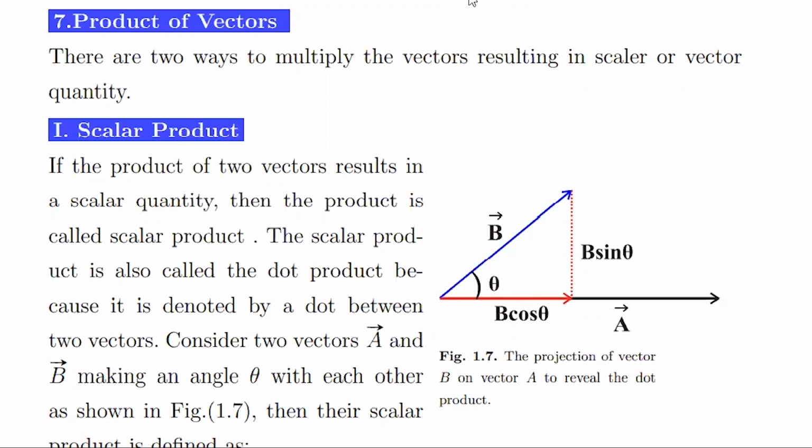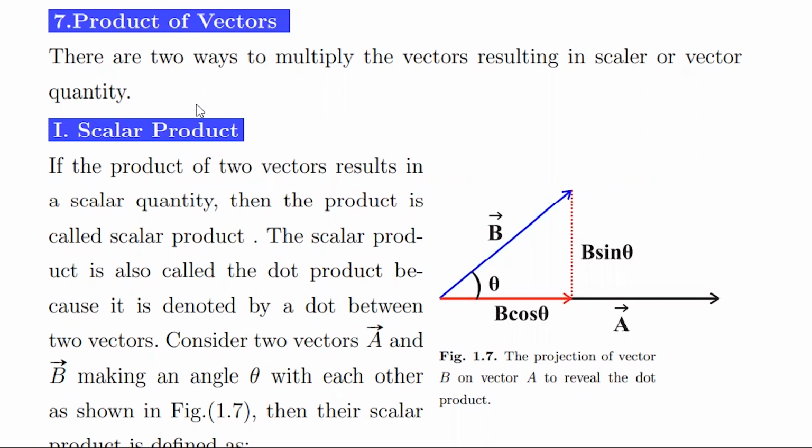Last time we studied the basic introduction to vectors, scalars, addition of vectors, and subtraction of vectors. Today our topic is the product of vectors. Dear students, there are two ways to multiply vectors. First of all, we will talk about the product of two vectors, and in the next section, we will discuss the product of three or more vectors.